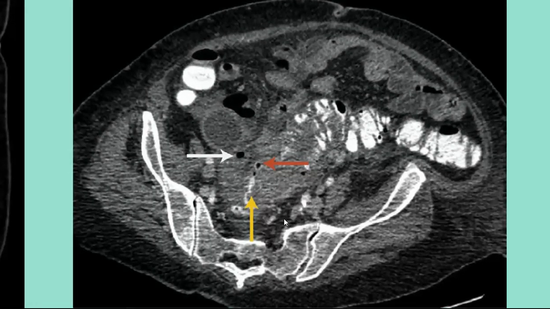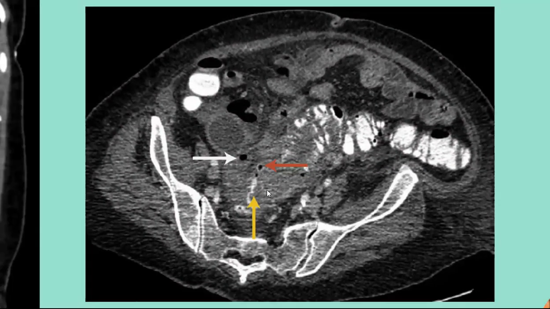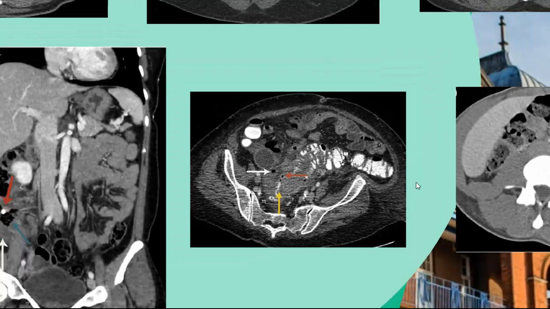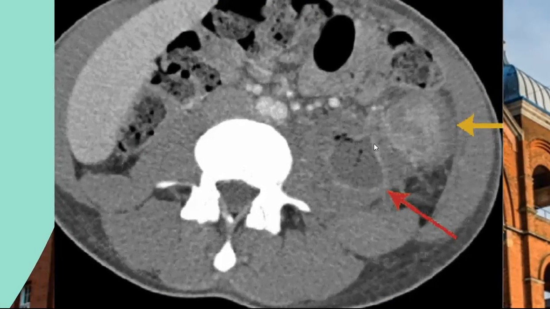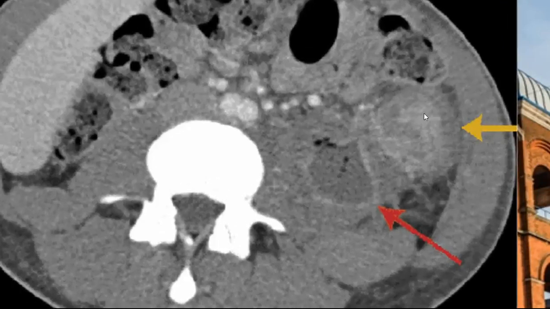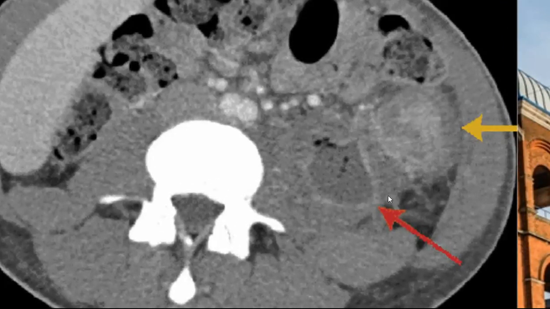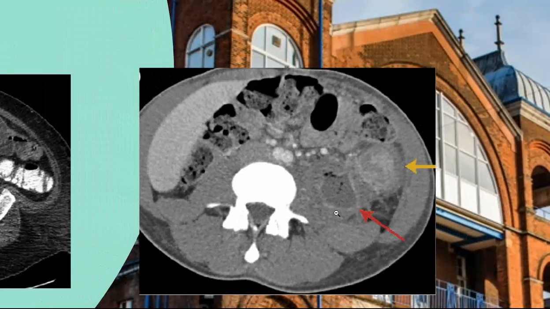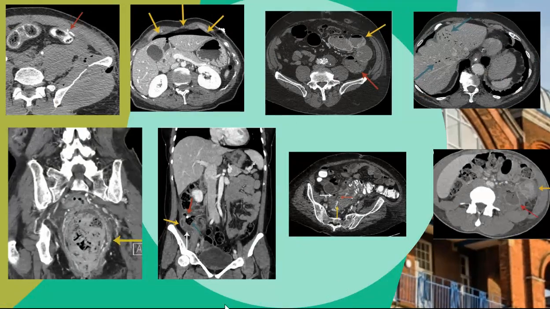Here we see penetrating Crohn's disease. Here we see another example of penetrating Crohn's disease with thickening of the bowel wall and an adjacent gas and fluid-filled abscess. Indirect signs of GI perforation include bowel wall thickening, abnormal bowel wall enhancement, mesenteric fat infiltration, and free fluid.